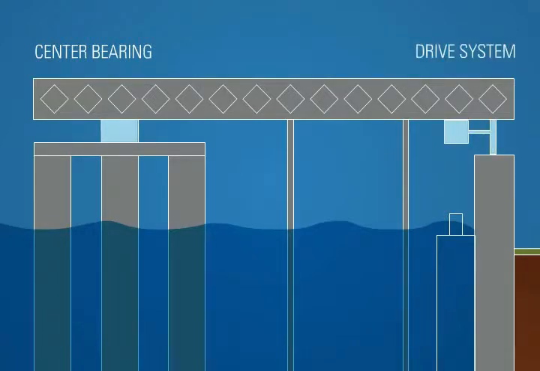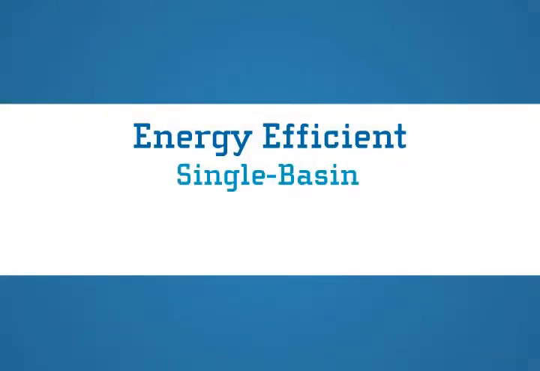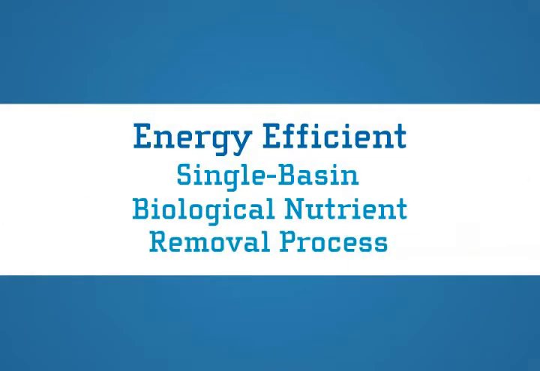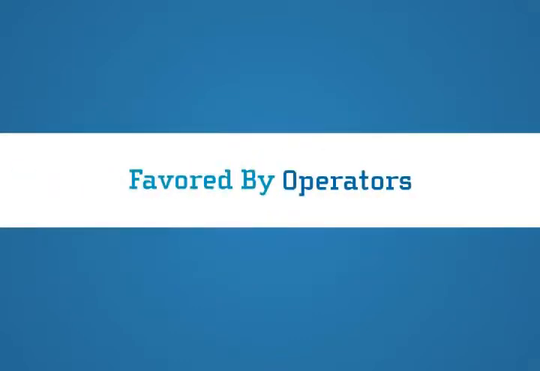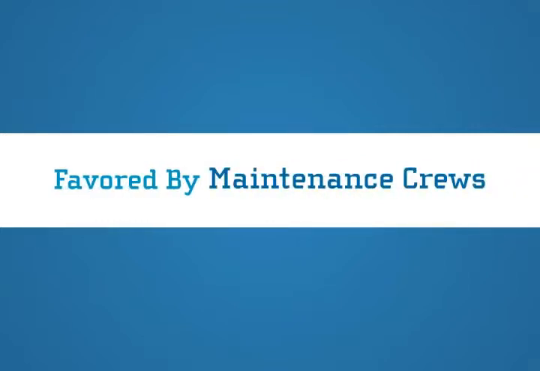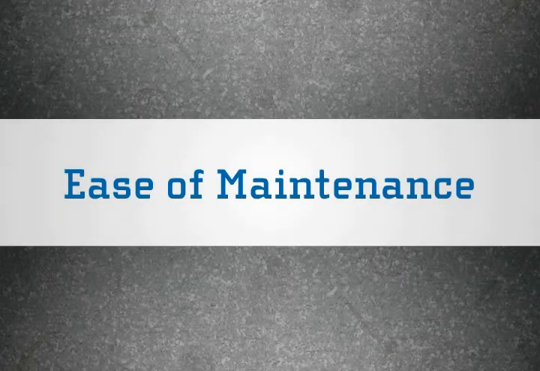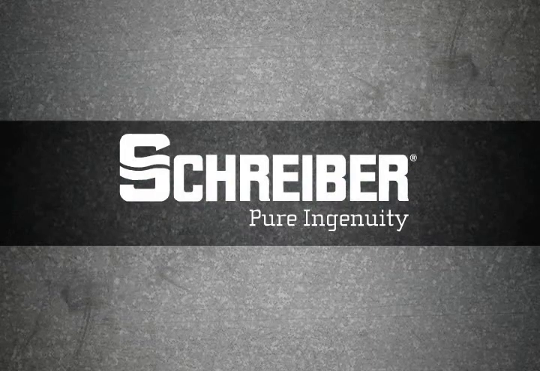To sum up, the Schreiber continuously sequencing reactor is an energy-efficient, single-basin biological nutrient removal process. It's favored by operators for its ease of operation, as well as its flexible automated PLC-based control system. And maintenance crews appreciate that all CSRs are engineered and constructed for long life and ease of maintenance. The Schreiber CSR, built for today and tomorrow.